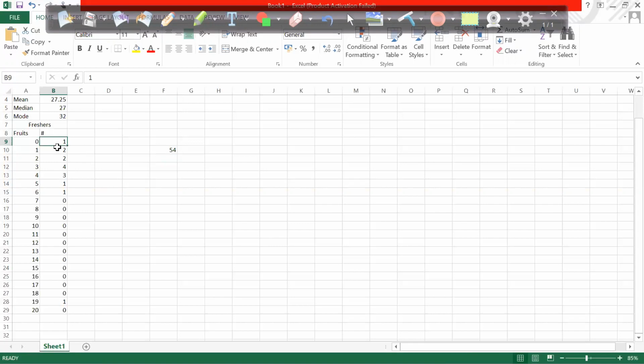So freshers are like 1, then we have 3. So I'll sum up the values, right? If I sum up the values, we have 21 freshers. So if I want to find the average of this data, I have 54 fruits consumed. Total number of students are 21. So the average comes out to be 54 by 21, which is nothing but 2.57.